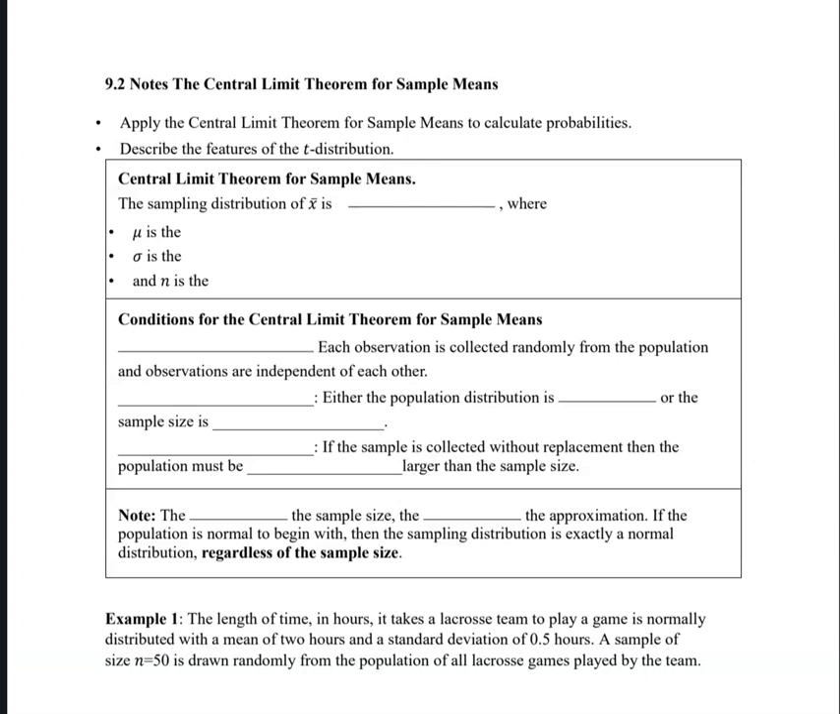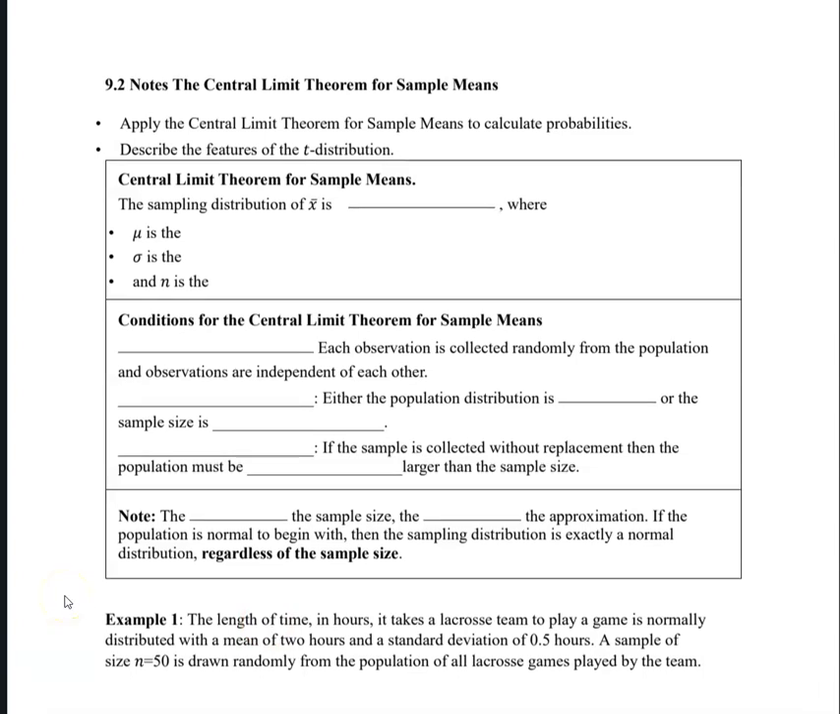We're going to take a look at 9.2, which gets into the central limit theorem, this time for sample means. So we previously talked about the central limit theorem with proportions. Now we're going to get into what it looks like for means. Our sampling distribution for x bar is going to follow a normal distribution so long as certain conditions are met, similar to what we had previously in the course.